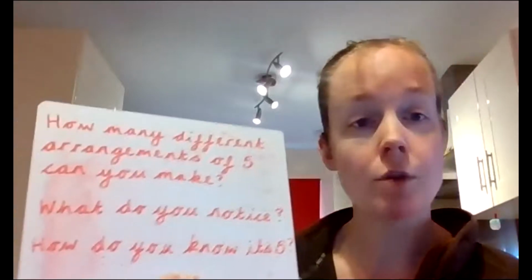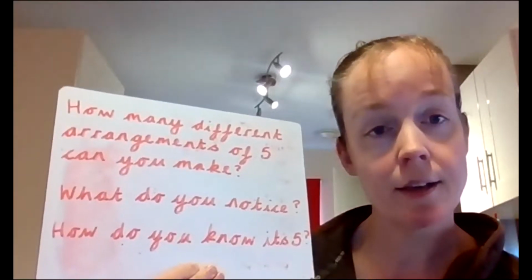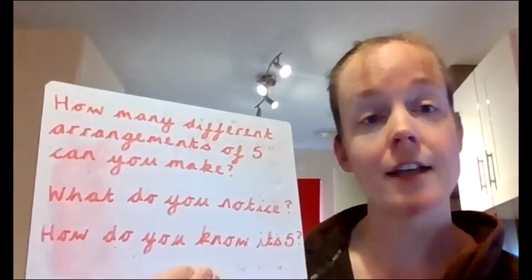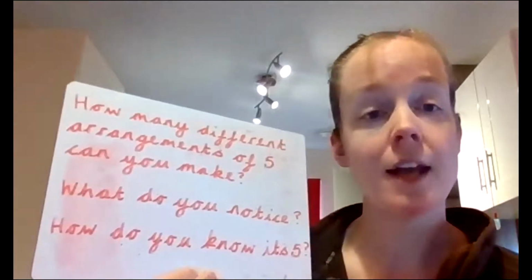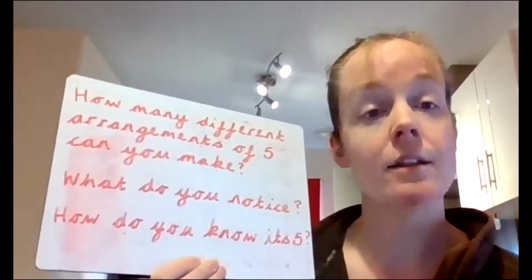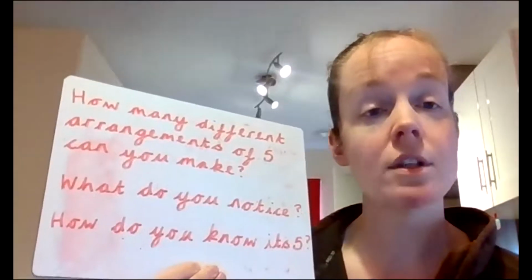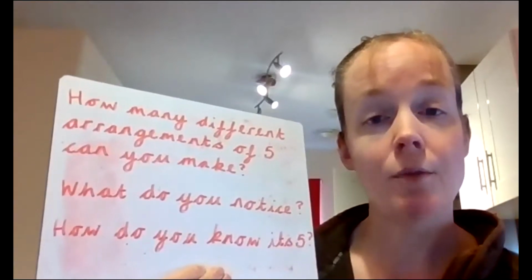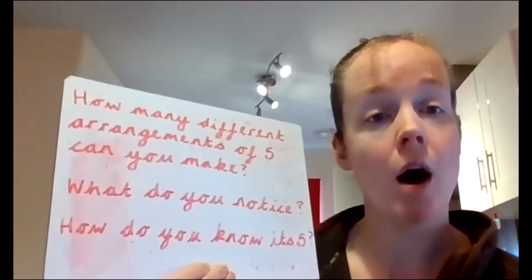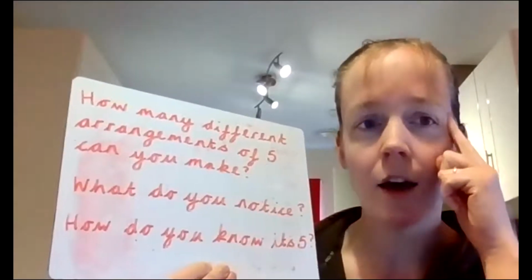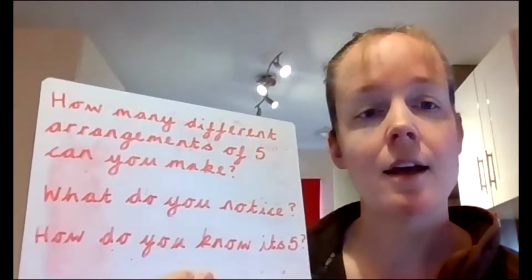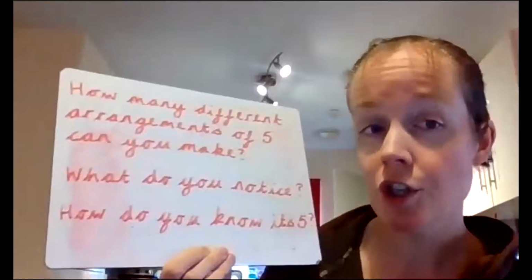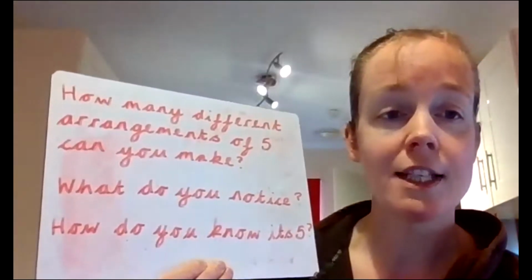And what do you notice? Do you notice any patterns? Okay, and how do you know that it's 5? So for each arrangement, how do you know it's 5? It might be that you've counted them, and that's great, but if you can start to look for those patterns and you can look at them together, that would be really good as well. And hopefully you did your part whole last week, and you might think, oh, I know that those 2 numbers together make 5.